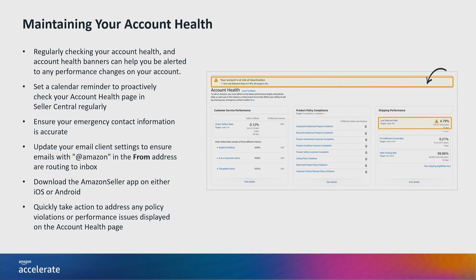So how do you maintain your account health? Well, the first step is making sure you know where you are. So please make sure you check the Account Health page regularly in Seller Central, daily or weekly, depending on the volume of sales that you're doing at the time. Many sellers find it helpful to set a calendar reminder to make sure that they're checking this page frequently.